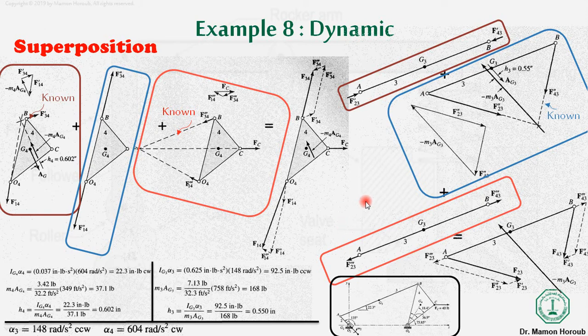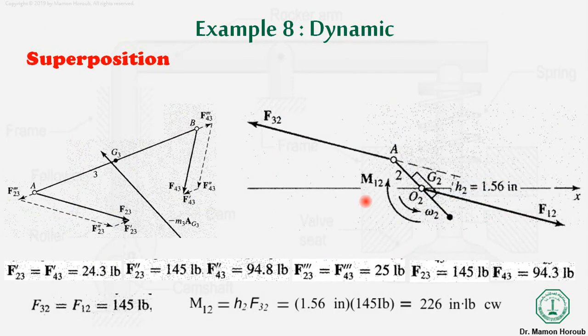Now we will come to the final stage, because for the dynamic equilibrium all the forces should be known in this case. You can see from here that F23 prime is equal to F43 prime that we discussed over there, so it is known. F23 double prime is known, F43 double prime is known, F23 triple prime, F43 triple prime is known, and similarly the other forces are also known to us.